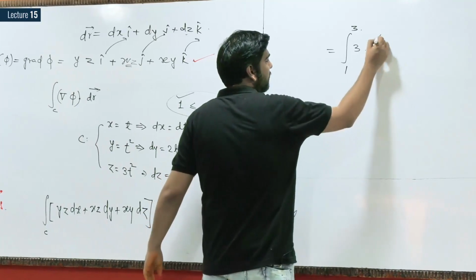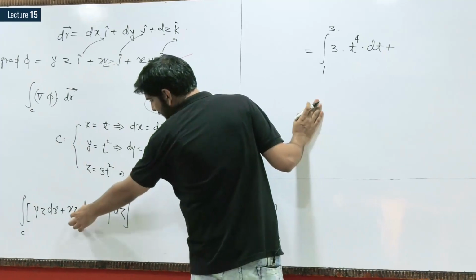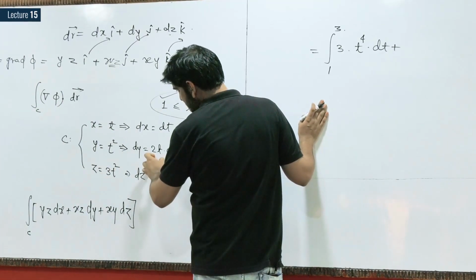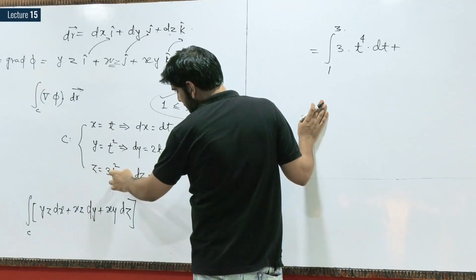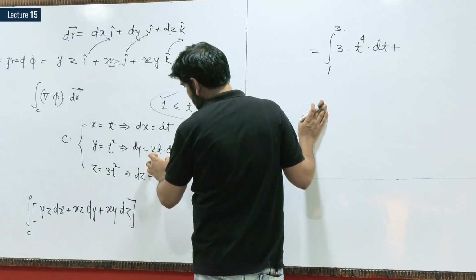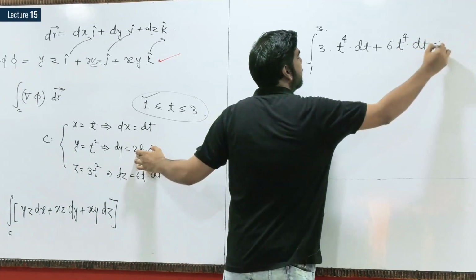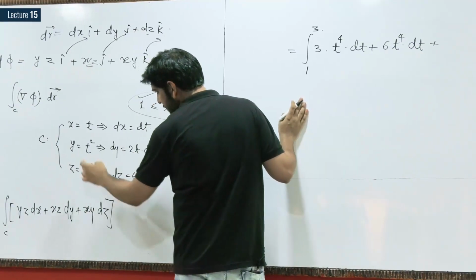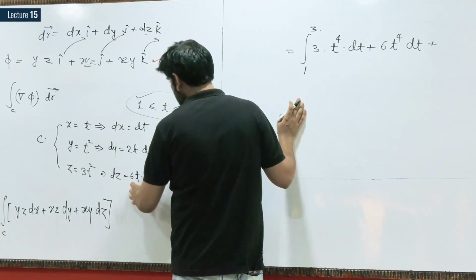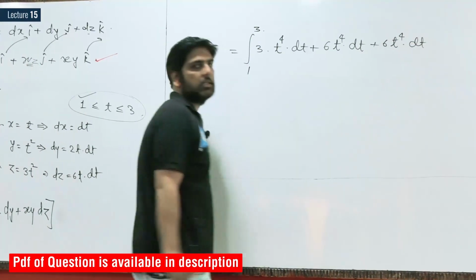So it is nothing but like this, plus xz into dy. So I am having xz, 3t cube, dy is 2t, that means 6t to the power 4 and dt, plus the last is xy, t power 3, dz is 6t. So I am having 6t power 4 into dt. So just solve it. Fine.